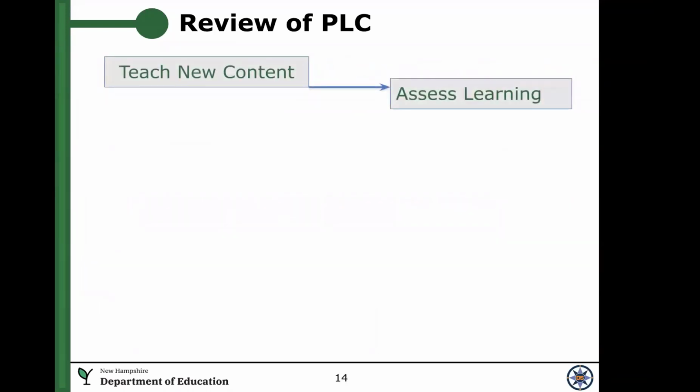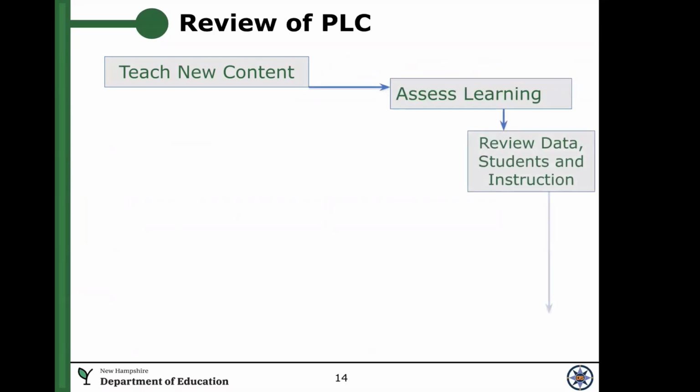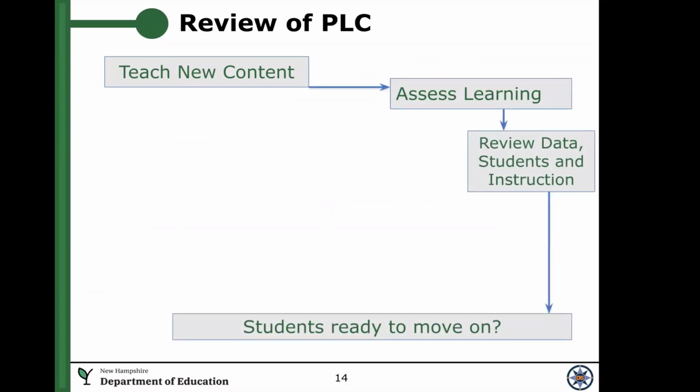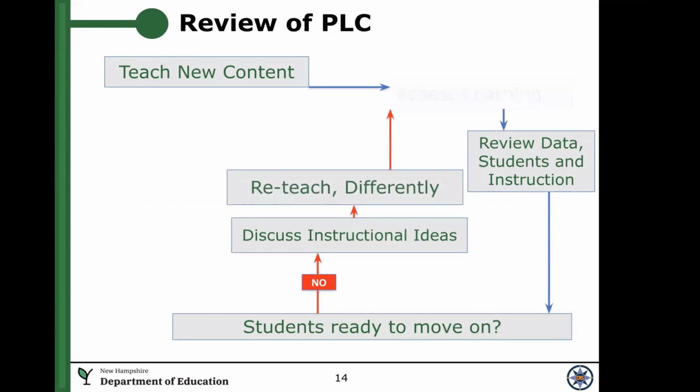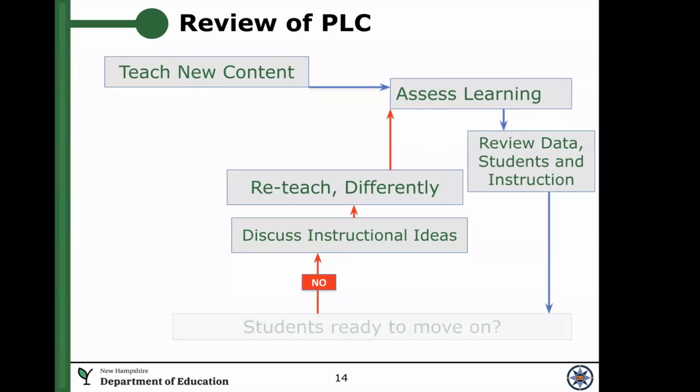So this is our flow chart, I guess you would say, for what we do with PLC. We're teaching that content, we're assessing learning, we're reviewing the data, and figuring out, are students ready to move on? If they aren't, we're going to discuss together in our teams what instructional ideas we have, how we can change and reteach differently, right? Not just do the same thing again, but do things differently. We'll assess that learning. It goes back around the circle again.